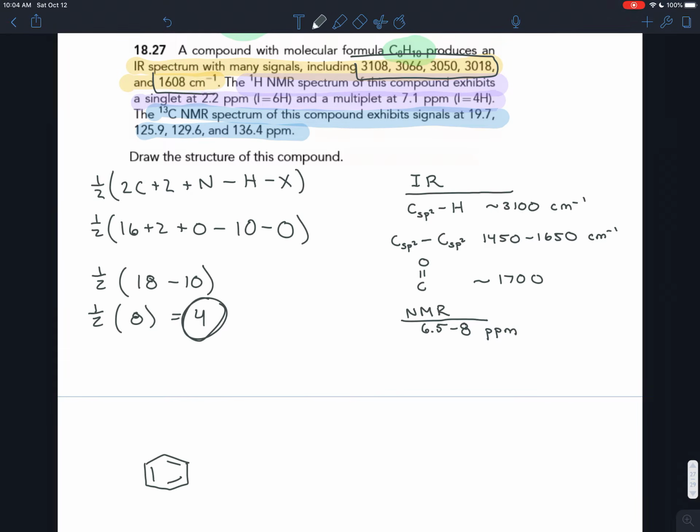So that is a confirmation of our benzene. And the other signal, the 1608, that is another confirmation of benzene. That's between 1450 and 1650. Those are the carbon-to-carbon bonds in benzene.